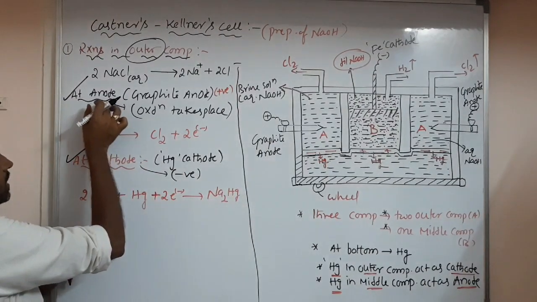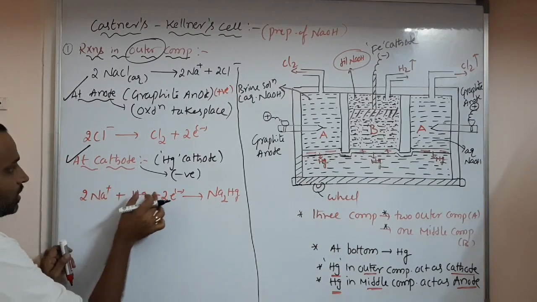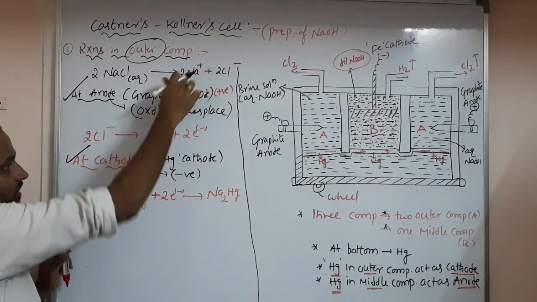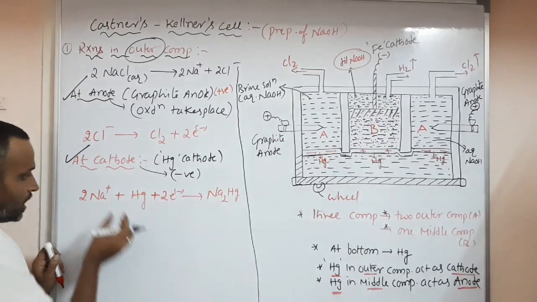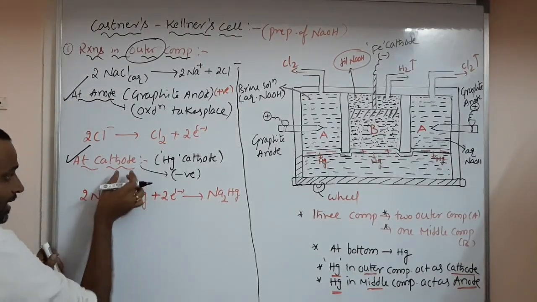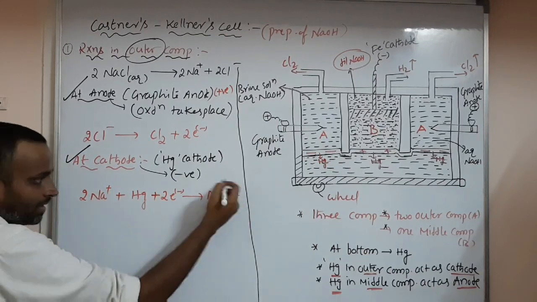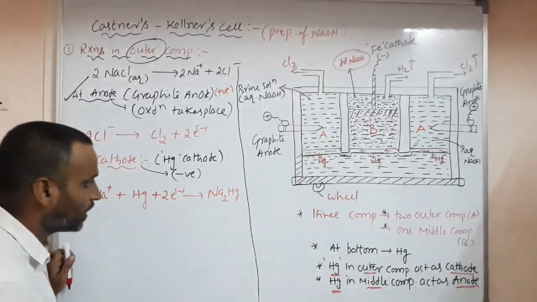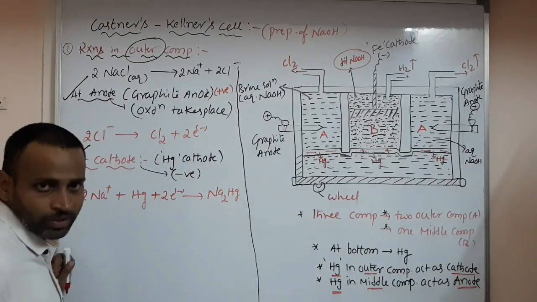So in outer compartments, at outer anode, what happened? Chlorine gas liberated. At outer cathode, as mercury acts as a cathode, what happened? These Na plus ions, positive ions, will move towards cathode because cathode is negative. So these Na plus ions at cathode will combine with mercury by taking 2 electrons and form sodium amalgam, Na2Hg, which is an alloy. Here no oxidation state. Oxidation state is 0 for sodium and mercury.